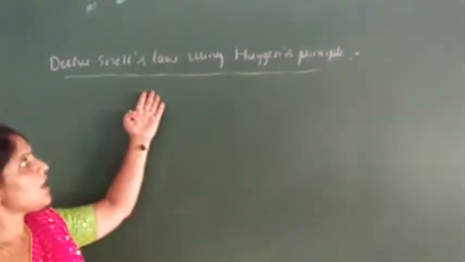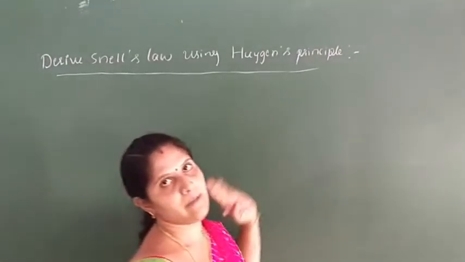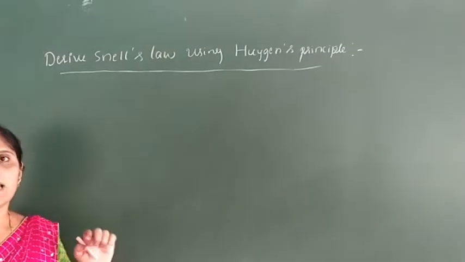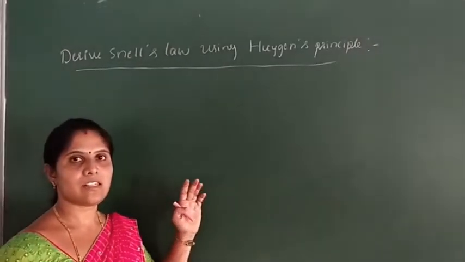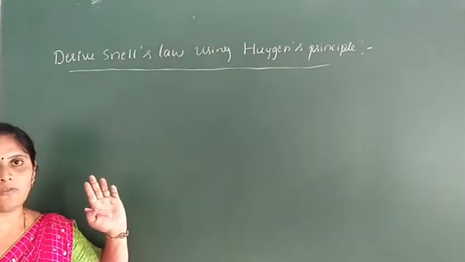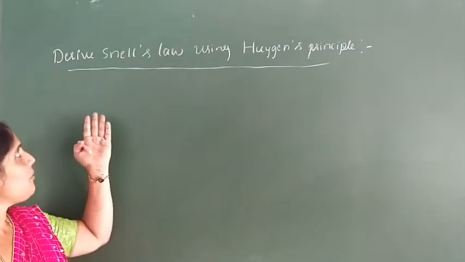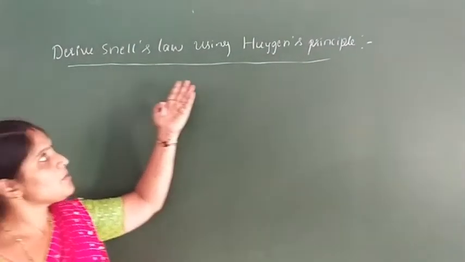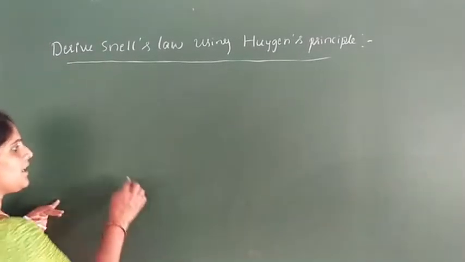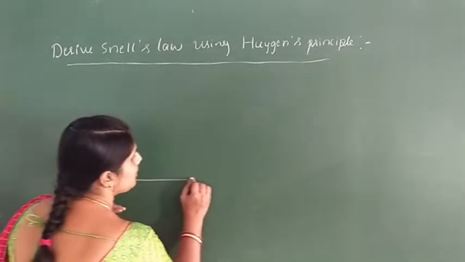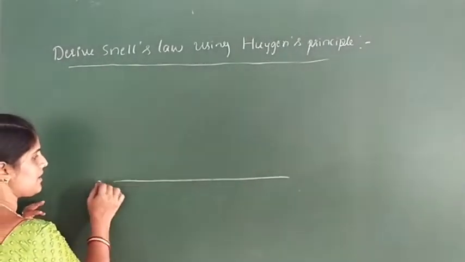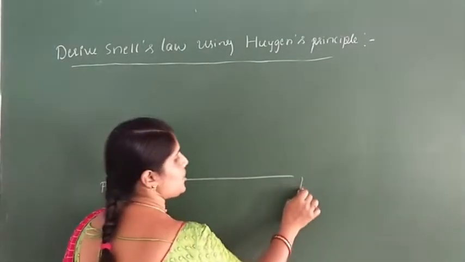Derive Snell's law using Huygens principle. We know that Snell's law states that the ratio of the sine of the angle of incidence to the sine of the angle of refraction is equal to the refractive index. Now we can prove this Snell's law by using Huygens principle. For that, let's draw an interface, that is a surface. Let us call this surface P dash.